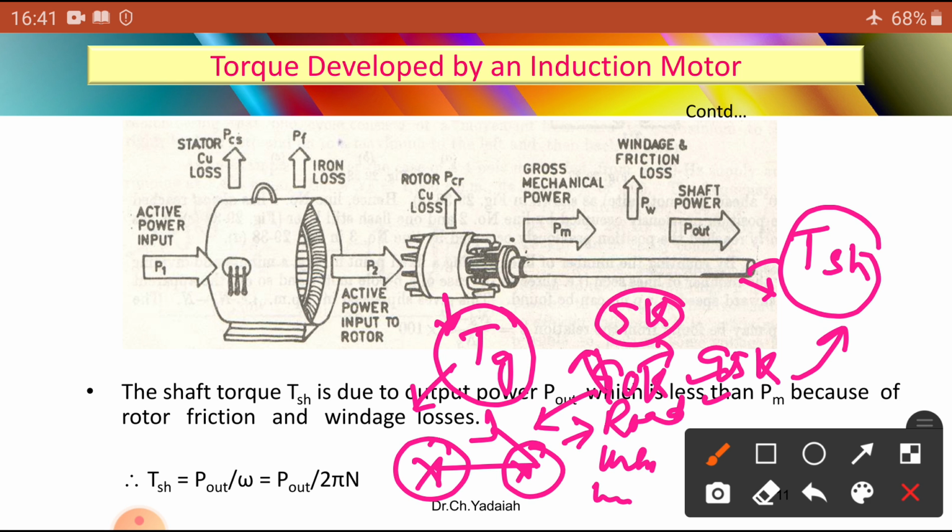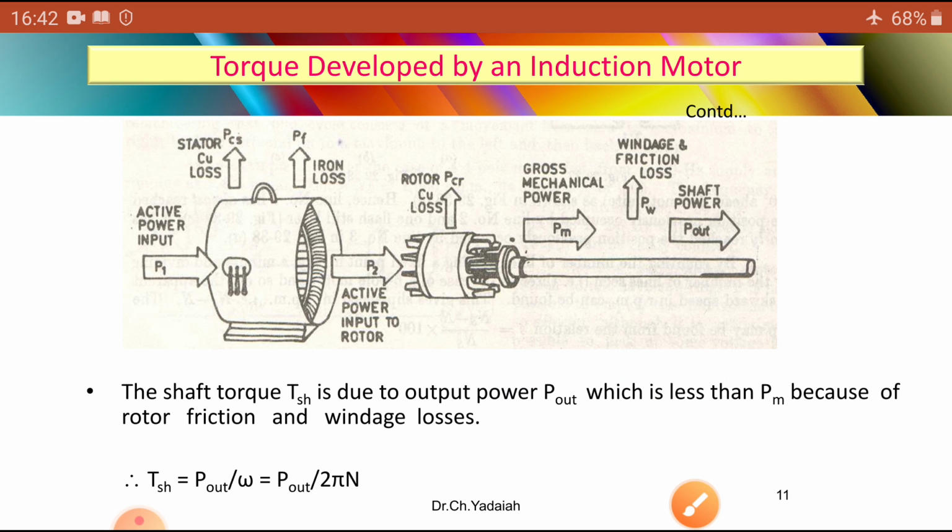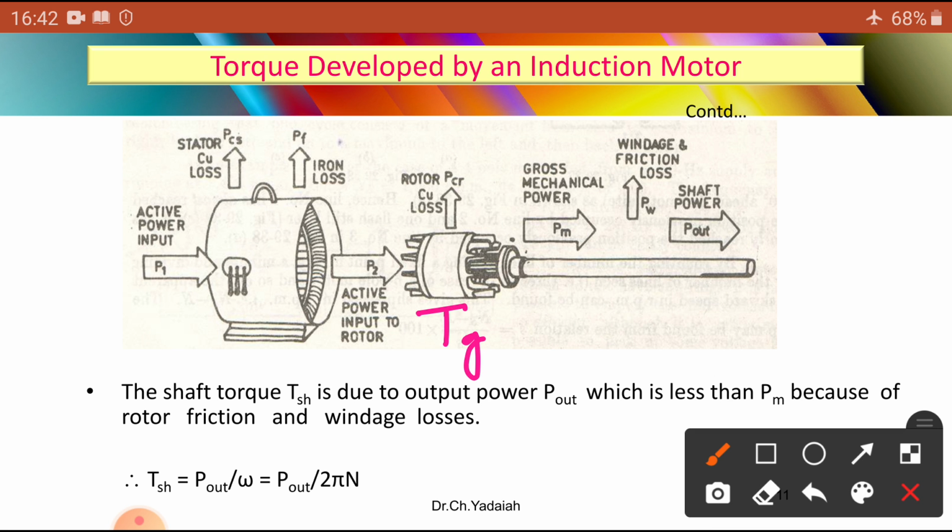Similarly, this is the friction and windage torque losses due to this mechanism. So this is TG, total gross, and this is the available T shaft. Because TG is more, this is the input and this is the output. In between, the friction and windage losses, some losses, you are going to take.